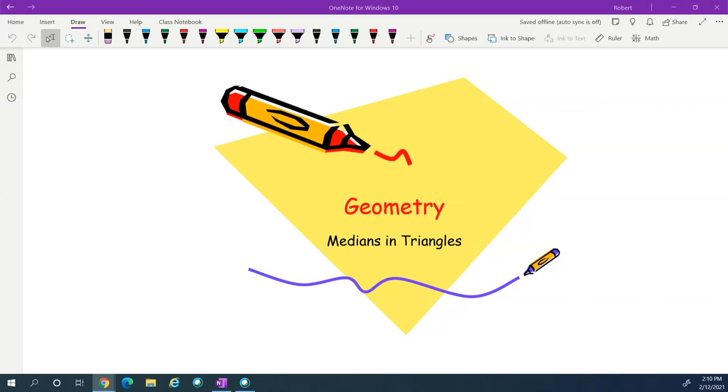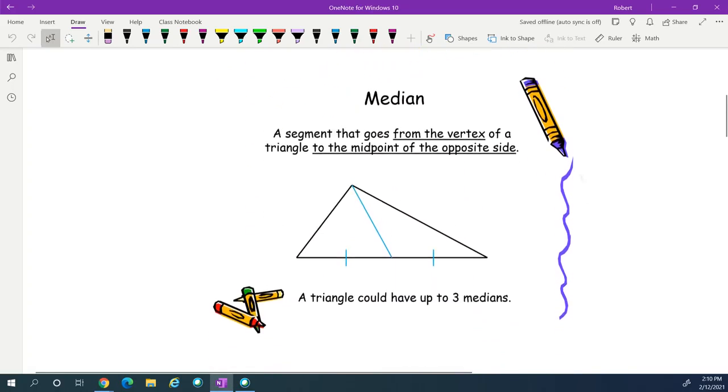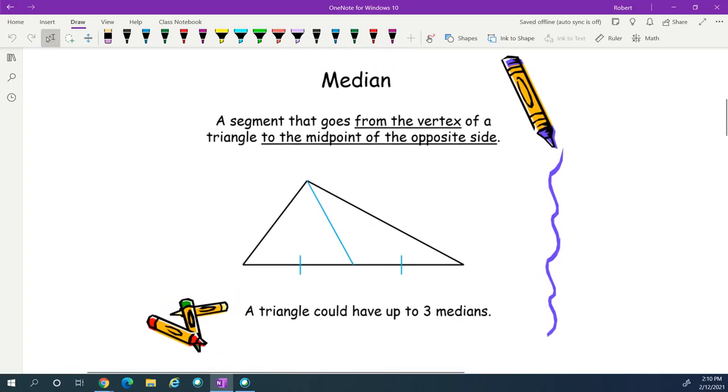Well, moving along with our special segments, the next one up is called a median. So a median in a triangle. By definition, a median is a segment that goes from a vertex to the midpoint of the opposite side. So the blue segment here is a median. It bisects the opposite side.